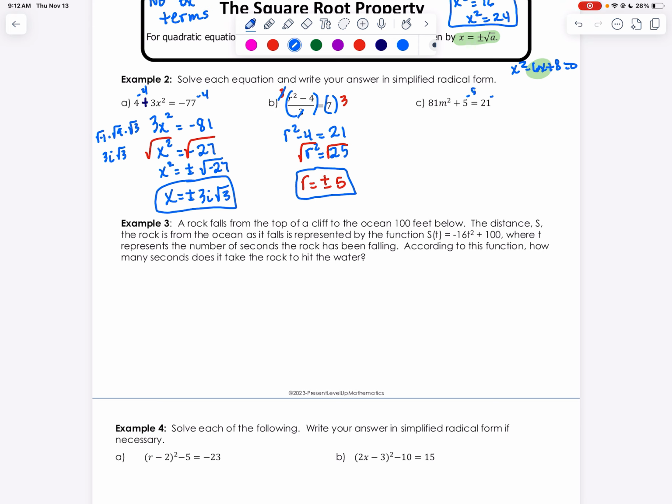I subtracted 5 first, so 81m squared equals 16. Then I divided both sides by 81, and I got m squared equals 16 over 81. Then I took the square root of both sides, so m equals plus or minus, the square root of 16 is 4, the square root of 81 is 9. So m equals plus or minus 4/9.